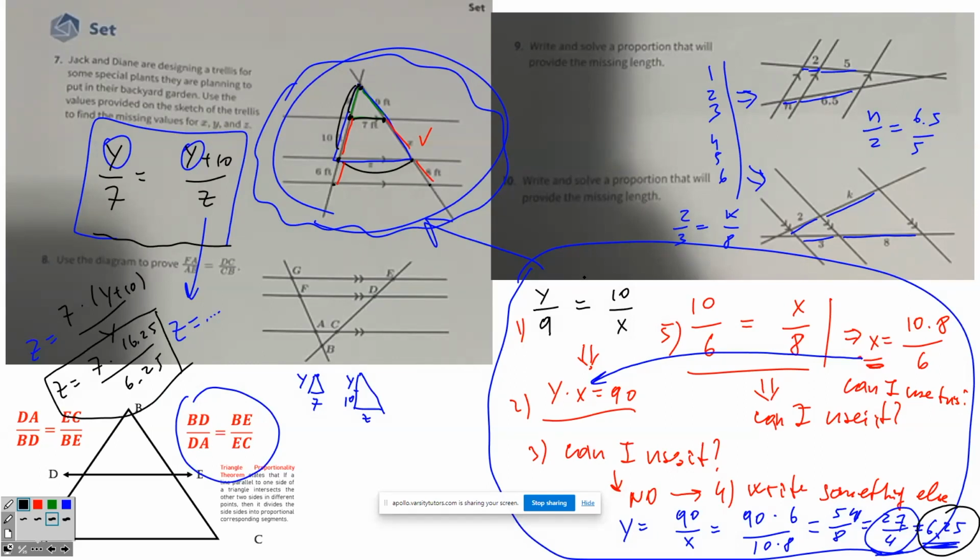7 times 16.25 over 6.25 gives 18.2. What is most important in this case is do not forget that when you use these triangles, you have to relate whole sides. So that's why in one ratio you got y, and the other has y plus 10.